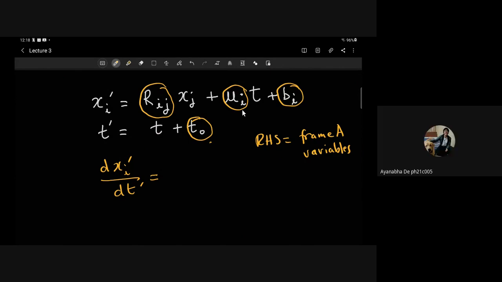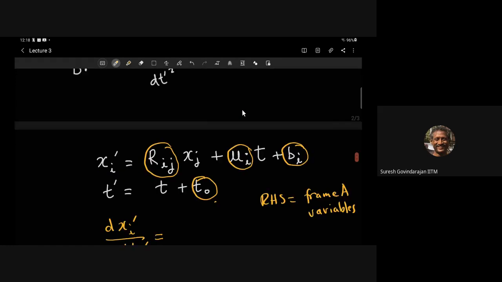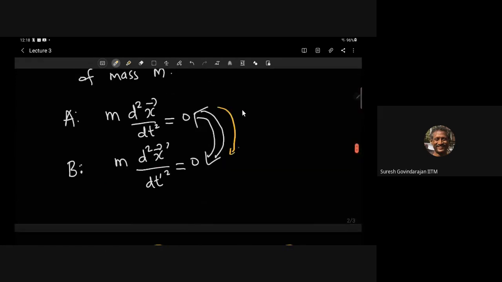So why is t prime not a function of x? You can try to add some function of x. You can try. Okay. But then I'll do this computation, and if you can find some function which will satisfy, which will take you from here to here, I'm okay with that.